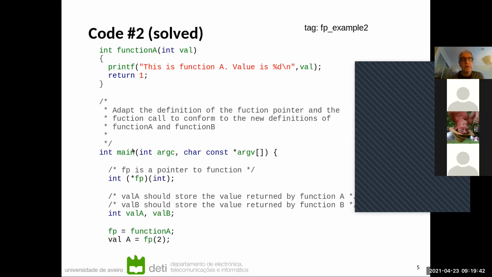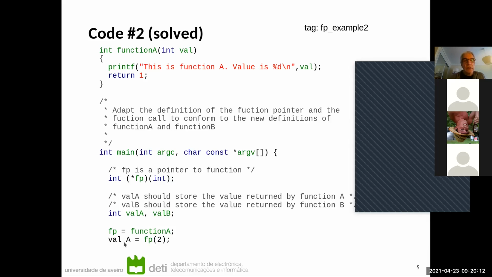So one thing I need to do is to change the definition of the function pointer to correspond to the definition of the function. They should match. And I should adjust the function call in order to have an integer argument and returning a value.